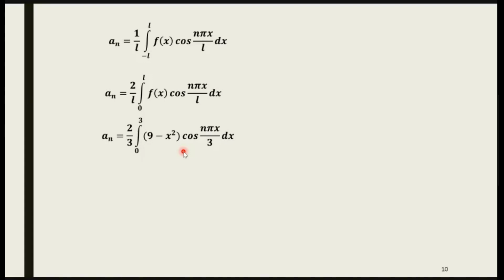Yeah. So how to integrate now? 9 minus x square into cos n pi x by 3. Again, we have two functions. One is an algebraic function, other one is a trigonometric function. So use u into v or integration by parts, uv rule, correct.